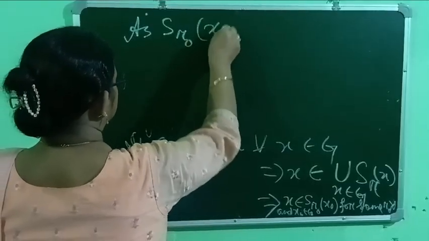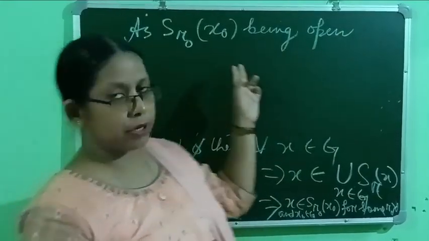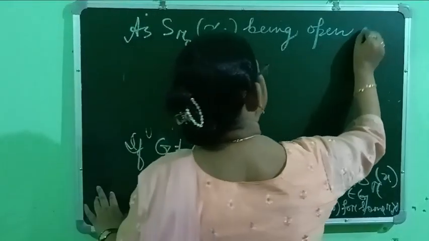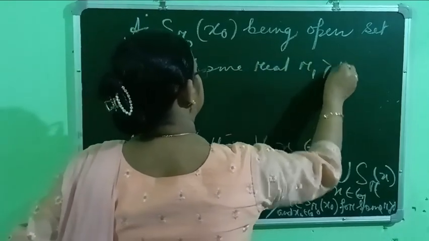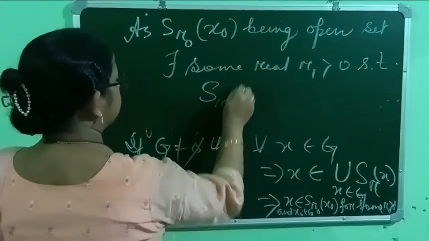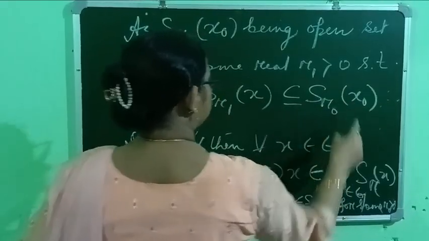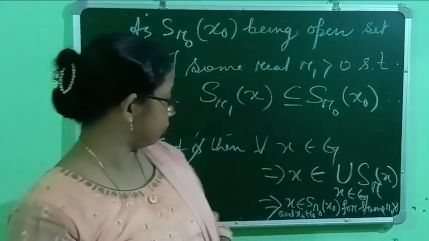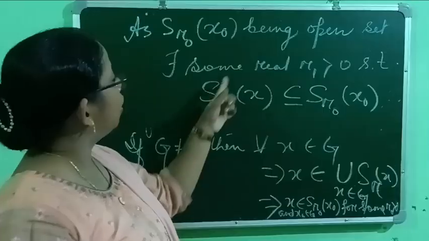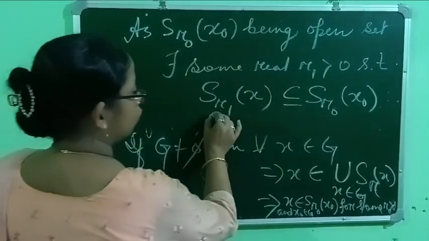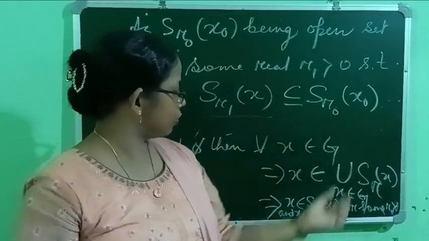As S_r0(x0) is an open sphere, and we know an open sphere is an open set, x belongs to this open sphere, which is an open set, so there exists some real number r1 greater than 0 such that S_r1(x) is a subset of S_r0(x0). That means S_r1(x) is contained in S_r0(x0).